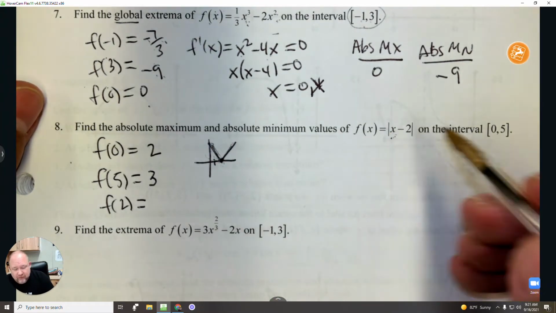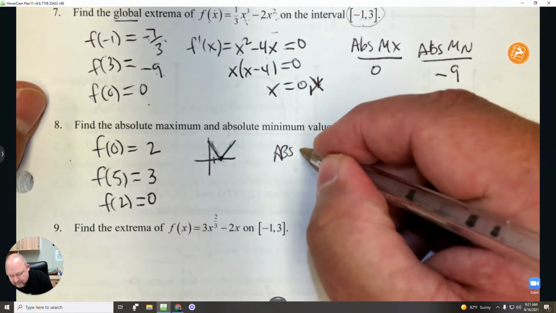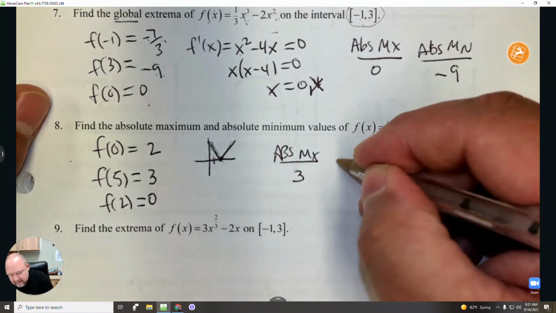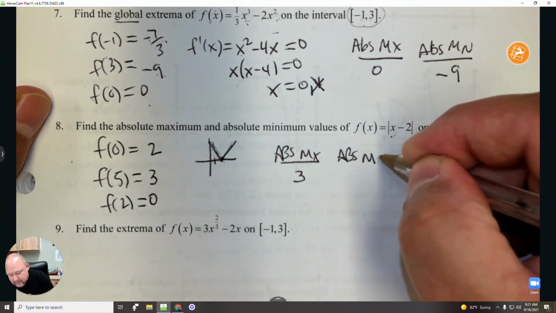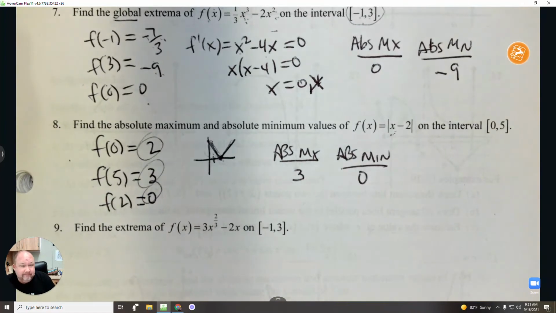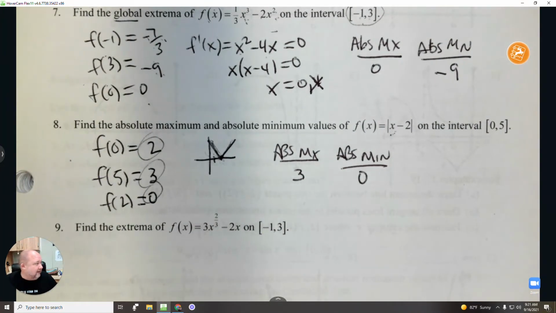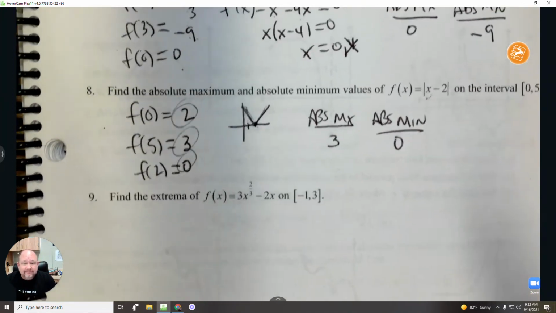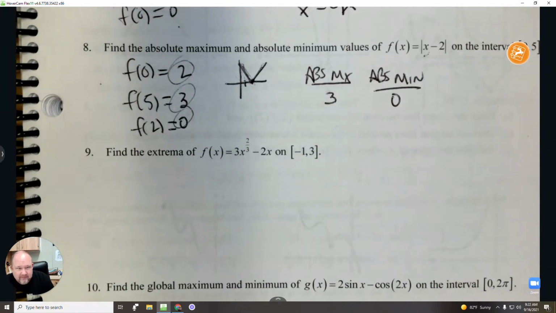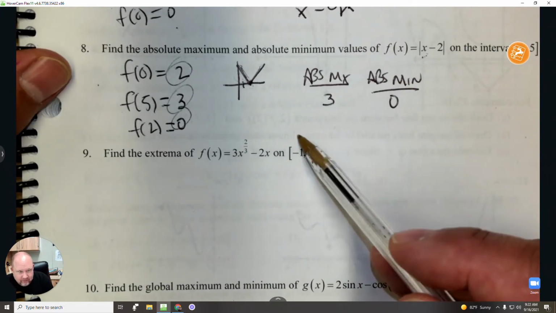So if I plug 2 in, you get the answer 0, and then you can have the absolute maximum, which is 3, and the absolute minimum, which is 0, based on these numbers. So the greatest number is 3, and the smallest number is 0, and it's done. Number 9, find the extrema, another way of saying absolute max, absolute minimum on this interval.